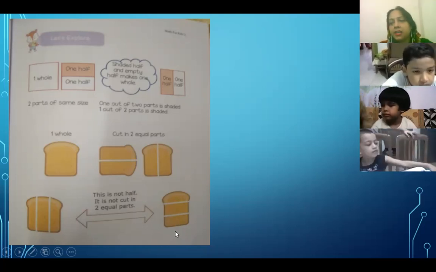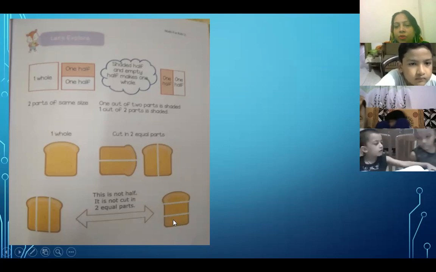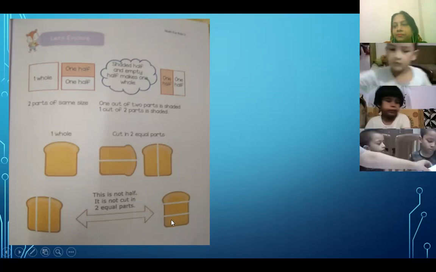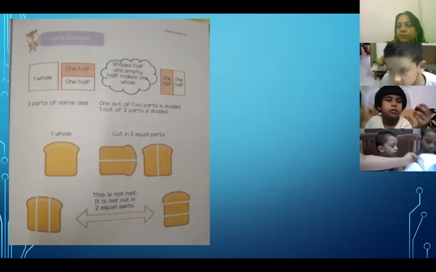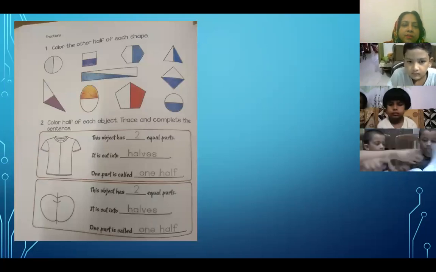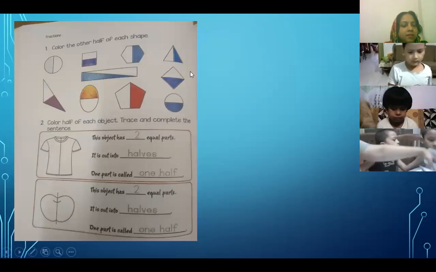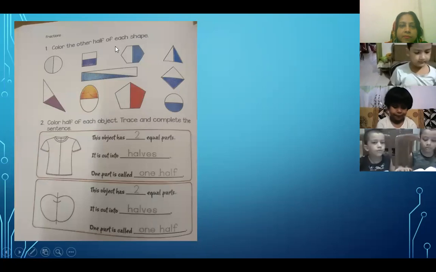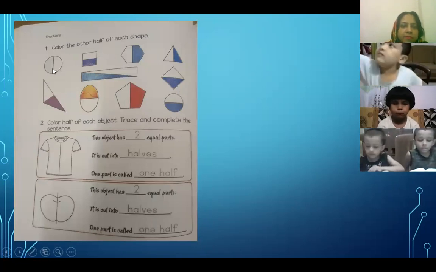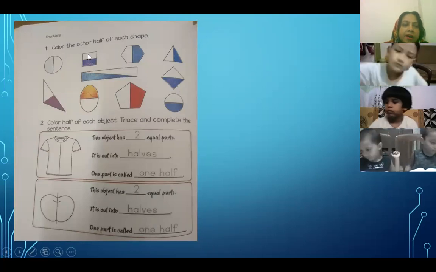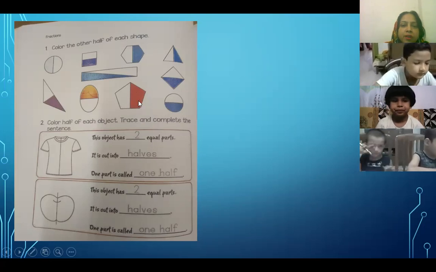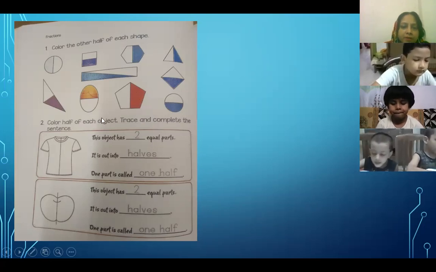When we cut anything into two equal pieces, it's half, one half. Okay? You understand? Let me know. Look at this. Color the other half of its shape. You are asked to color the other half in a different color. Everything has equal parts. Okay? Color this.